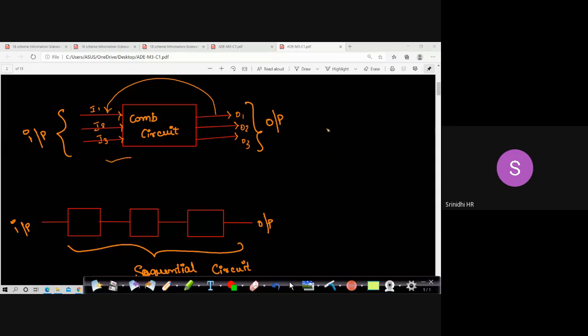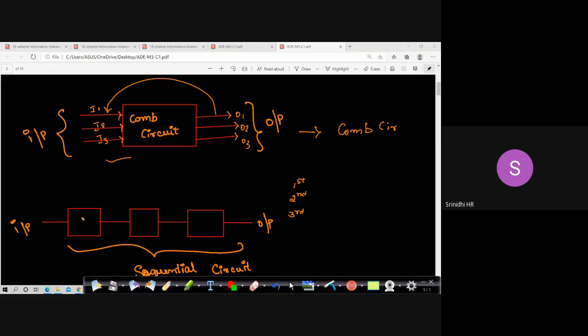So this we call a combinational logic circuit, the logical combination of inputs and outputs. Next we have the sequential logic circuit. As the meaning suggests, sequence means one after the other. The input is subjected to the first circuit first, then the output of the first circuit is given as input to the second circuit, and the output of the second circuit is taken as input to the third circuit.